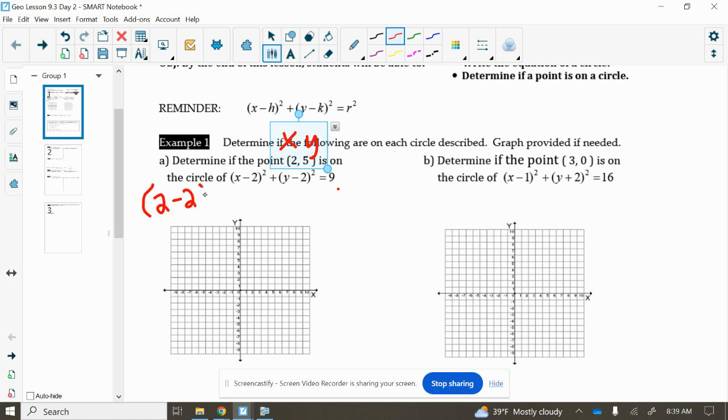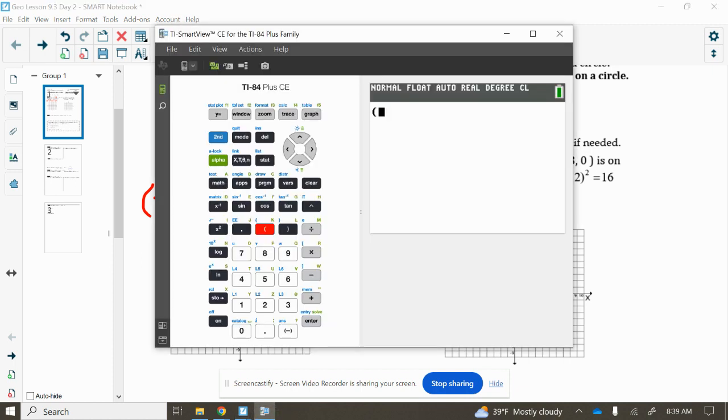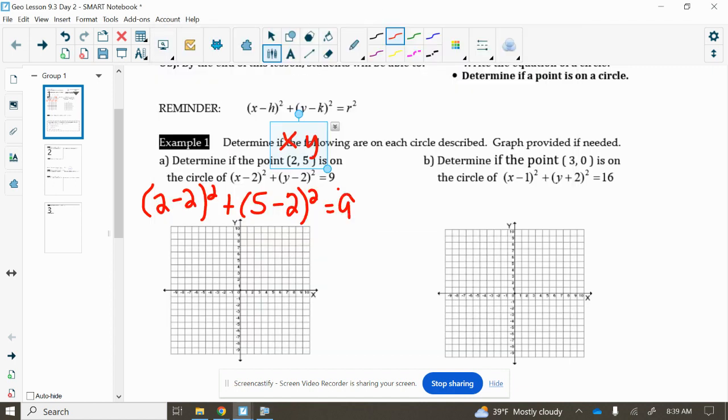2 minus 2 quantity squared. Plug in 2 for x, and then we're going to plug in 5 for y, and we're going to see, does that in fact equal 9? So we just take our calculators and type it in as is. 2 minus 2 quantity squared, 5 minus 2 quantity squared. Does this equal 9? It does indeed. So we would say, yes, this is on the circle.